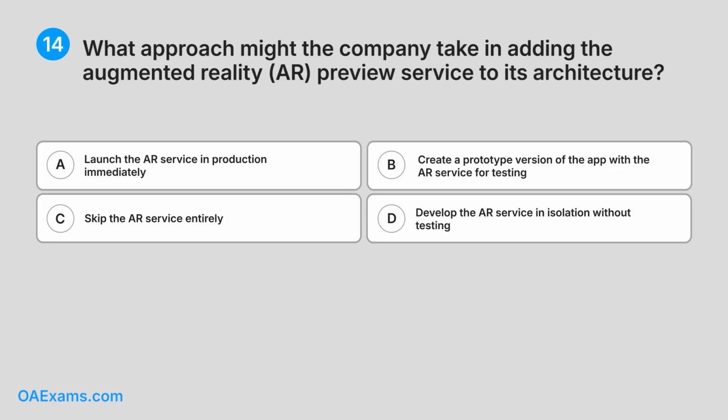14. What approach might the company take in adding the augmented reality (AR) preview service to its architecture? A. Launch the AR service in production immediately. B. Create a prototype version of the app with the AR service for testing. C. Skip the AR service entirely. D. Develop the AR service in isolation without testing. Do you know the answer?